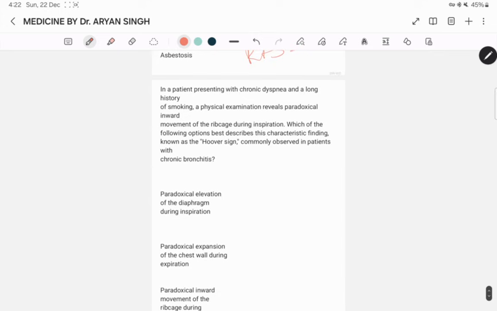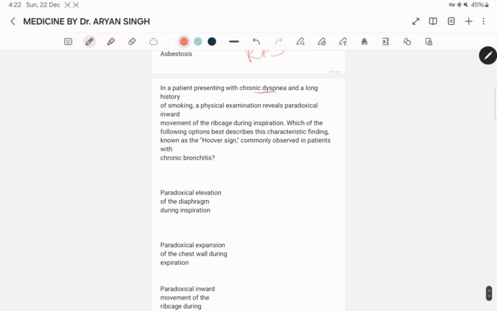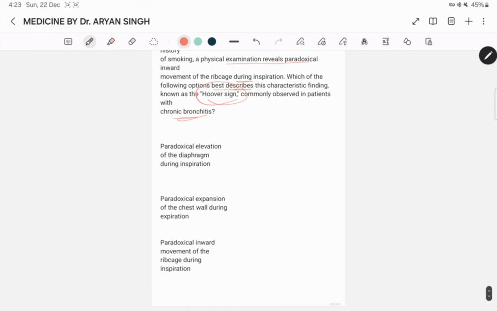Next question. A patient presents with chronic dyspnea and a long history of smoking. A physical examination revealed paradoxical inward movement of the ribcage during inspiration. Which of the following options best describes the characteristic found in Hoover sign, commonly observed in a patient with chronic bronchitis? Paradoxical elevation of the diaphragm during inspiration, paradoxical expansion of the chest wall during expiration, or paradoxical inward movement of the ribcage during inspiration. The best answer is the last one.